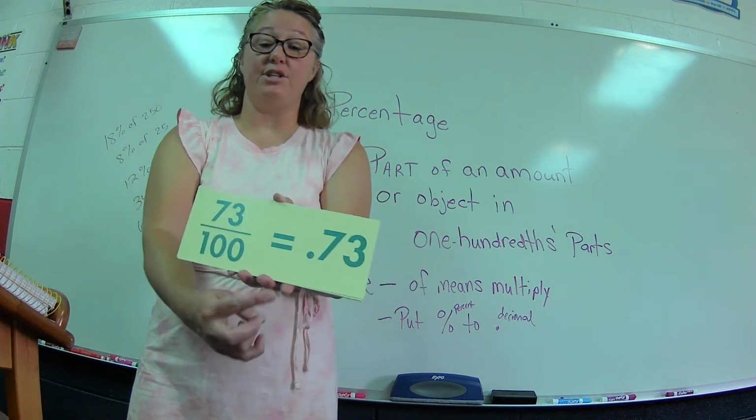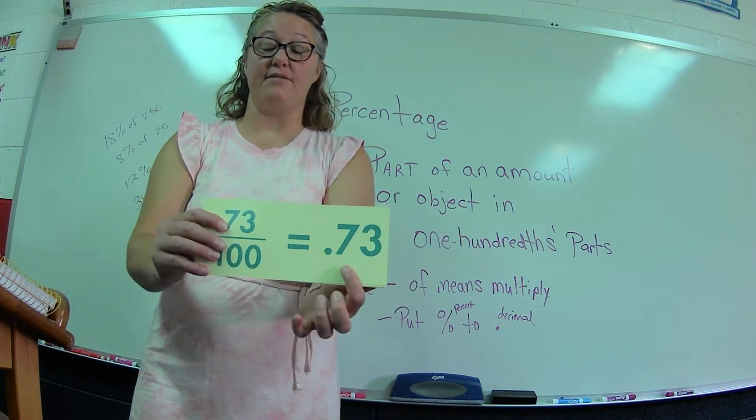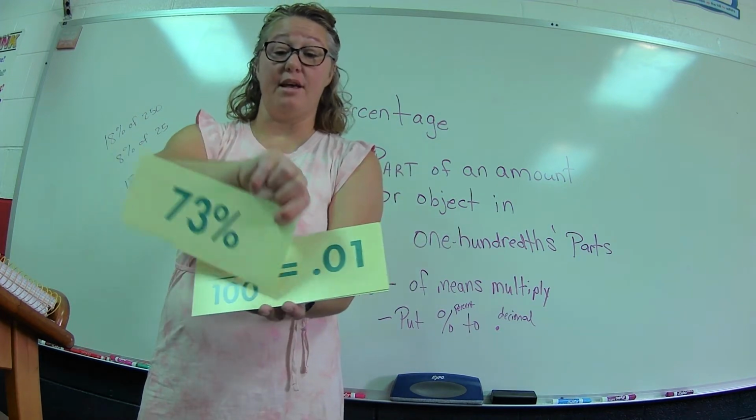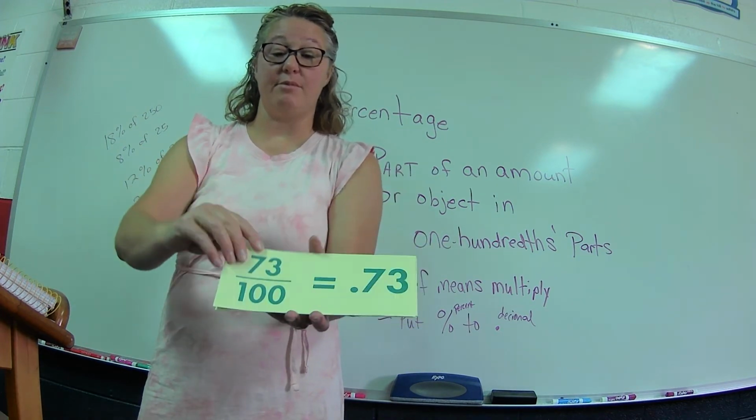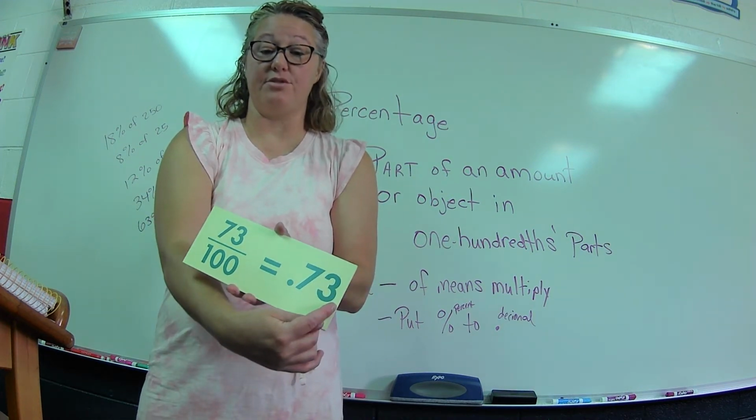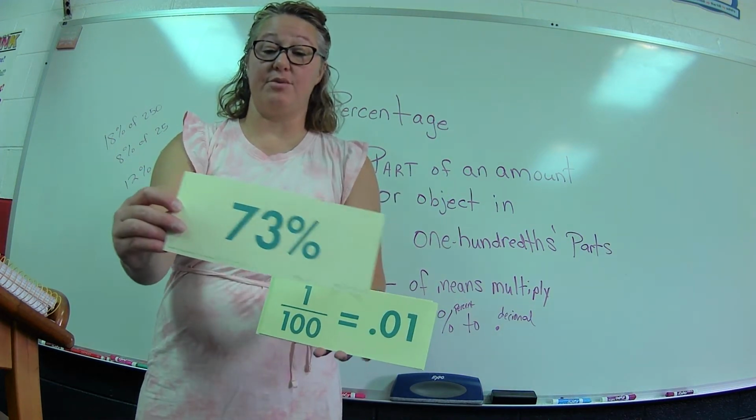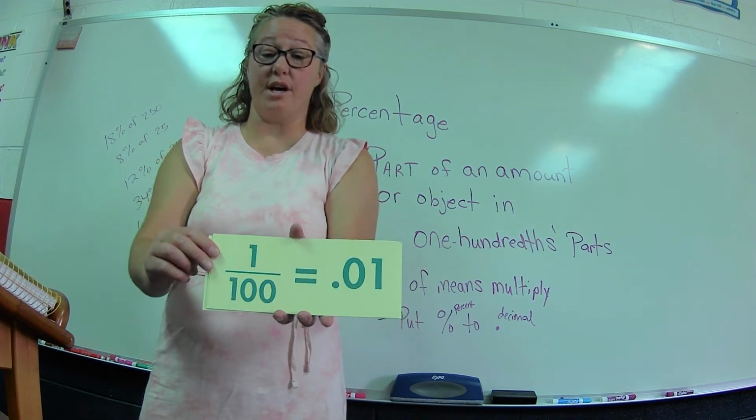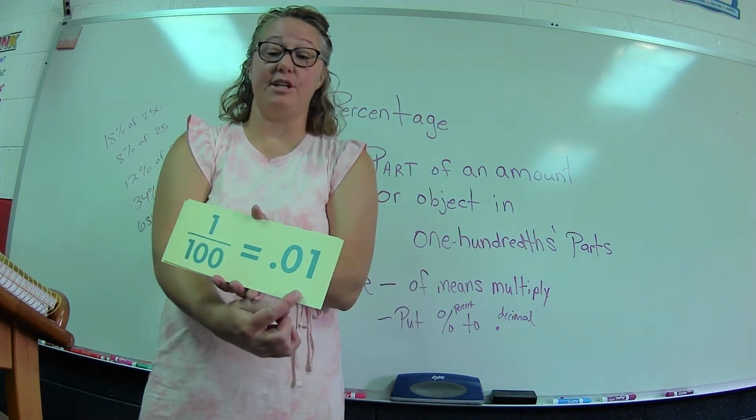73/100ths put into a decimal is 0.73. So what is the percentage of 73/100ths or 0.73? Well, it would be 73%. Again, remember the rule for decimal to percent is move the decimal 2 places to the right, and then you get 73%.